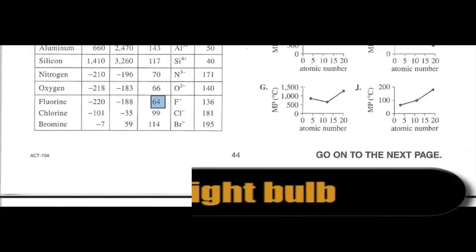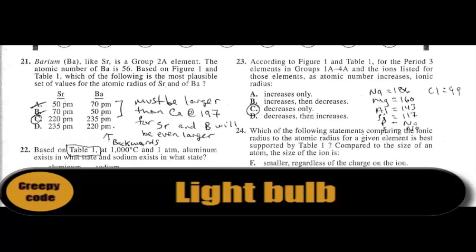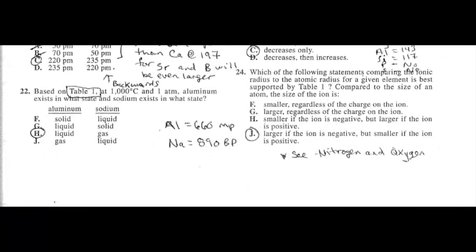Let's go down and take a look at the answer choices here for 24. Let's read the question again. Which of the following statements comparing ionic radius to the atomic radius for the given elements is supported in Table 1?